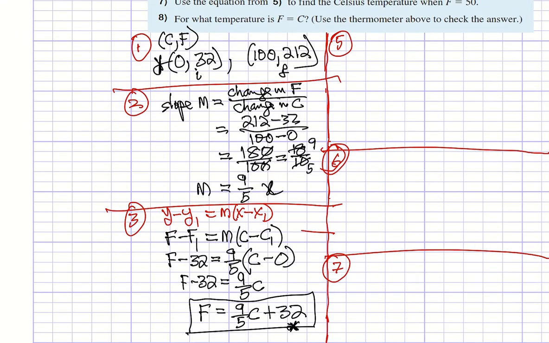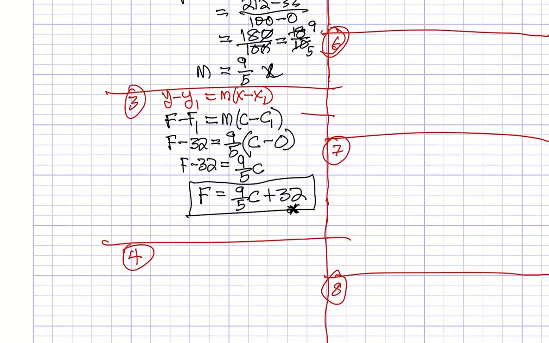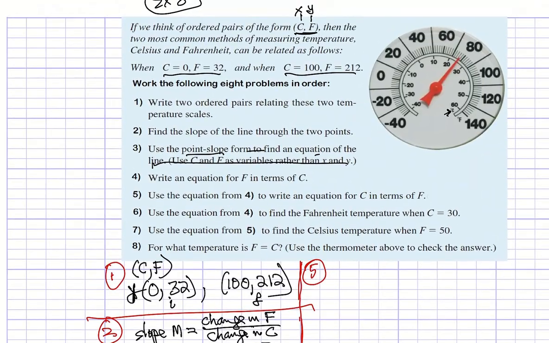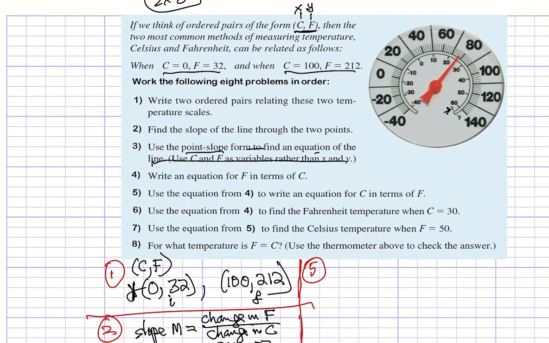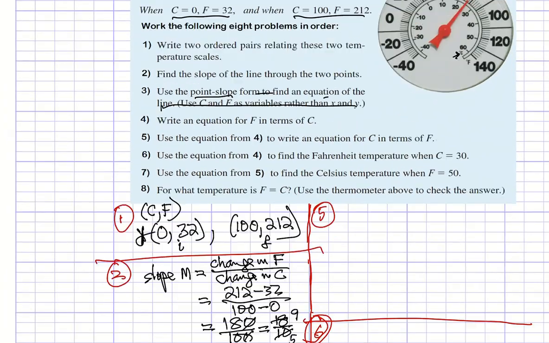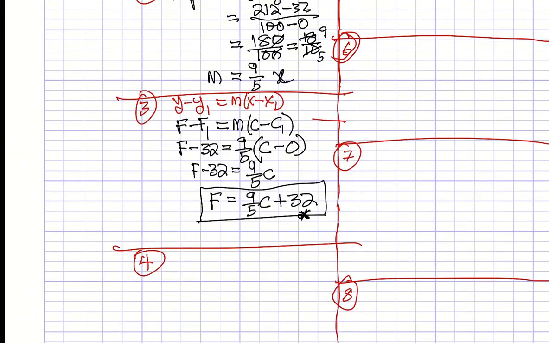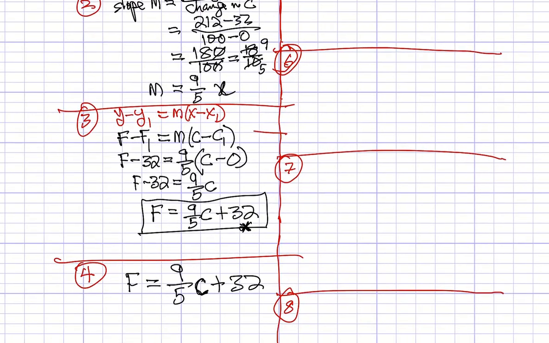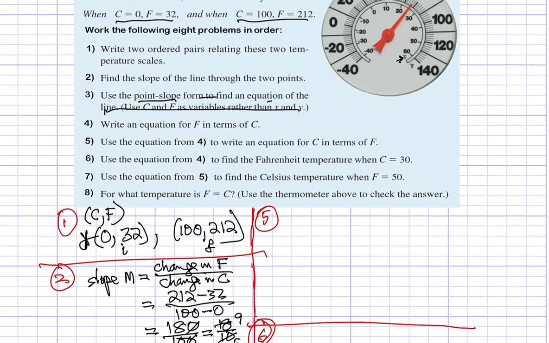So we go to number 4. What is number 4? You say write an equation for F in terms of C. We just did that, man. So it's F is equal to 9 over 5 C plus 32. That one is already done, so we'll copy that over. Okay, I think I was jumping the gun.